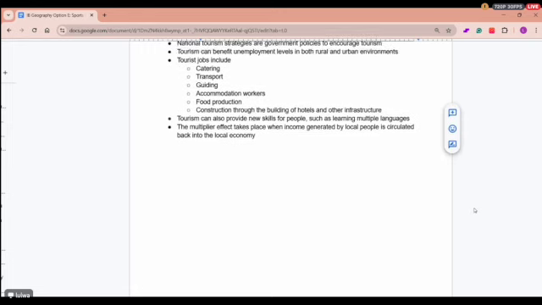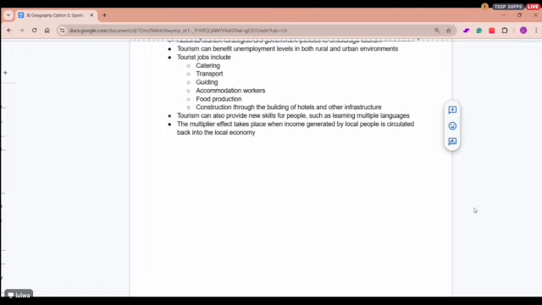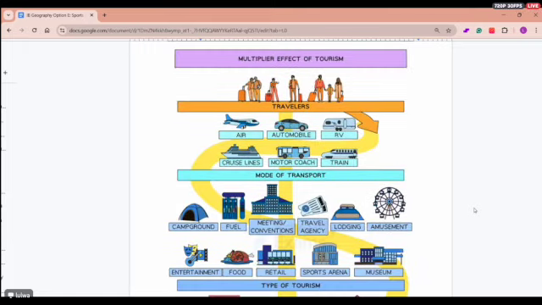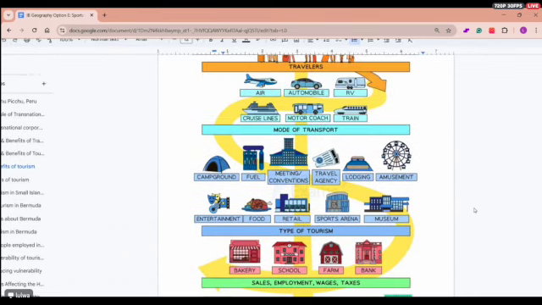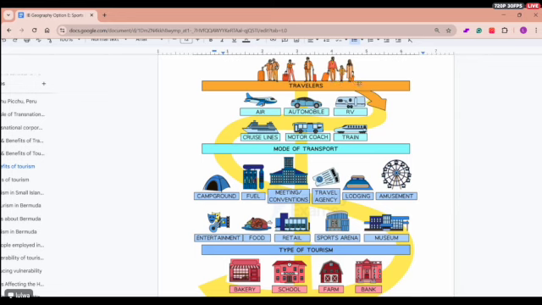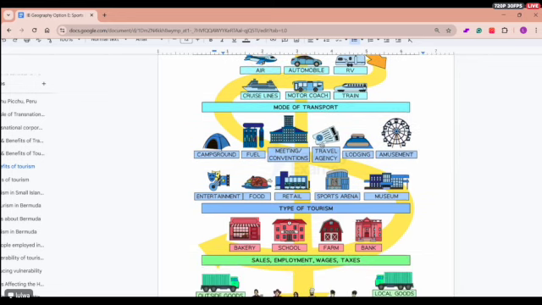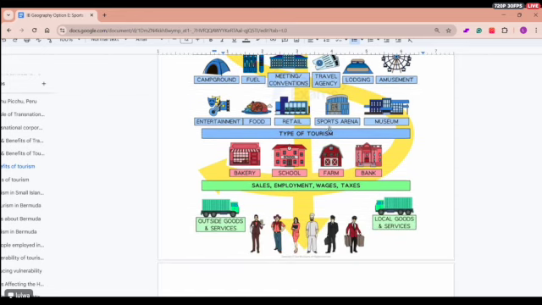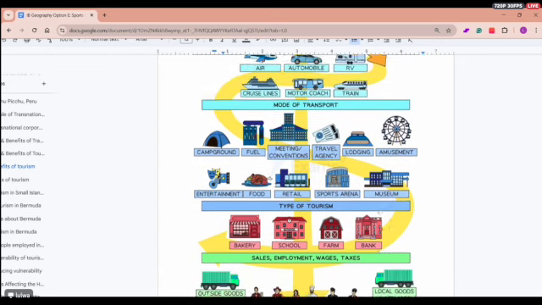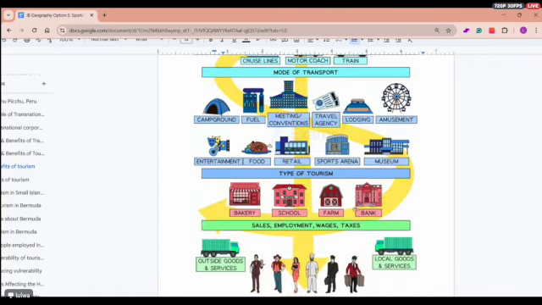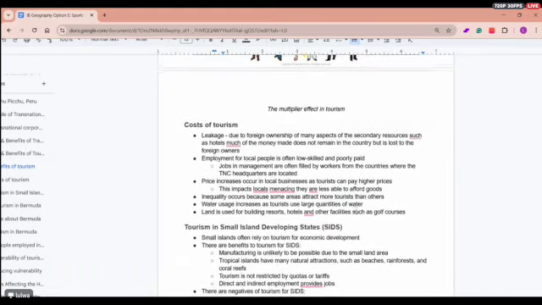The multiplier effect takes place when income generated by local people is circulating back into the local economy. So, what is the multiplier effect, as you can see here? It's when money goes from travelers as they want to buy modes of transport, as they spend their money on types of tourism, into sales, employments, wages, and taxes. So what that means is that travelers will then help boost the local economy. And what are the costs, though?